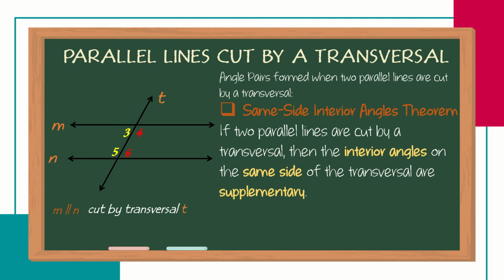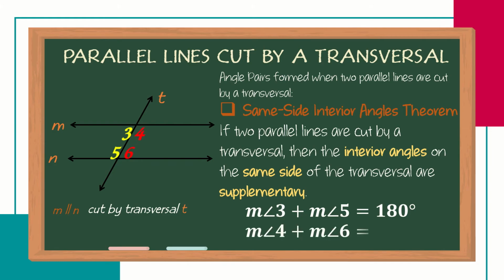Again, when we say supplementary, the sum of the two angles is equal to 180 degrees. So when we add the pair of same side interior angles, the sum would be 180 degrees. Example, the measure of angle 3 plus the measure of angle 5 is equal to 180 degrees. And for the second pair, angle 4 and 6, the measure of angle 4 plus the measure of angle 6 is equal to 180 degrees.